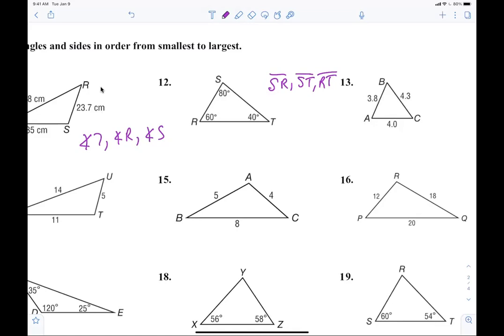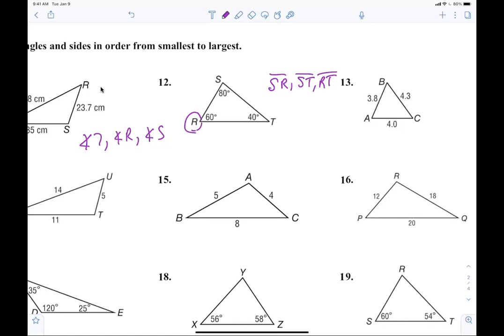I don't even have to think about drawing the side. If I say angle R, then the side opposite angle R is what? The other two letters that you didn't say. Right? Does that make sense, guys? I mean, I don't have to look at it, right?